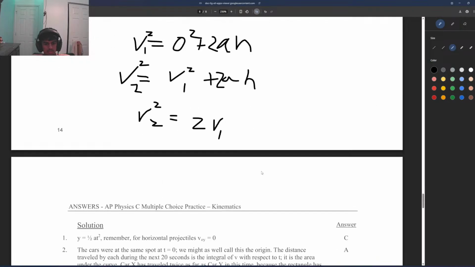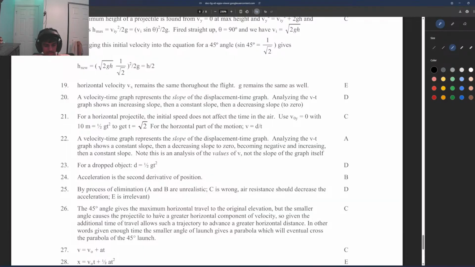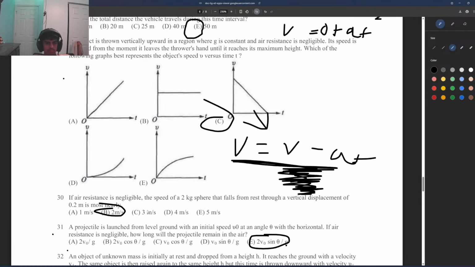Yo, Robogog, get in chat. Can you explain that question? Yes. 45 gives the maximum horizontal distance back to the original elevation, but a smaller angle gives a greater horizontal component, and the additional time allows for the trajectory. It's because you're already starting from a higher height, so you don't need the larger angle to go even higher, basically.